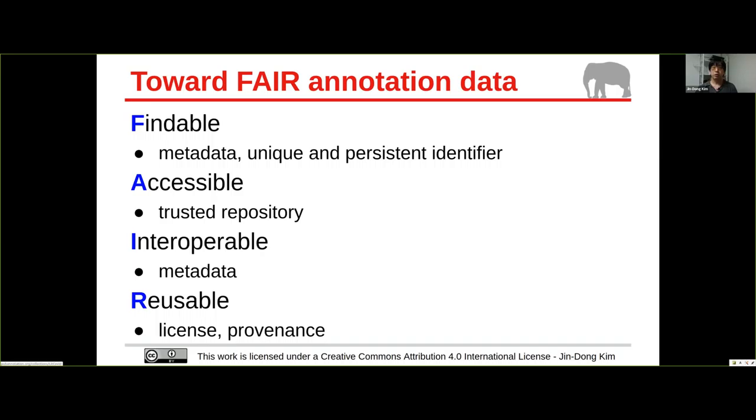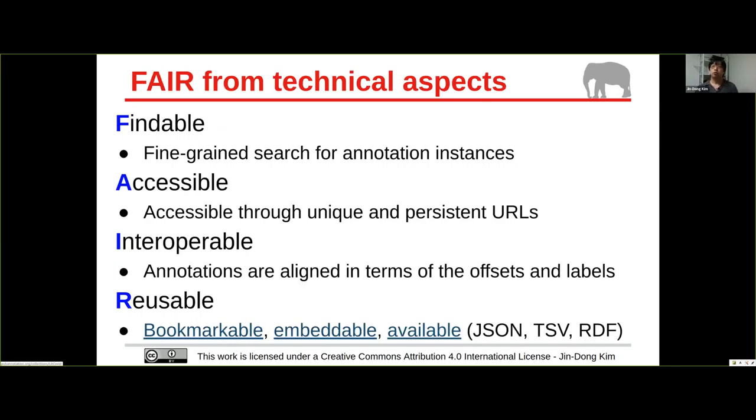I think I understand the concept, but we are focusing on a little bit different aspects of fairness. It's more technical aspects. And for findability, we think not only the data set, but also the fine-grained annotation instances should be easily findable. So it is about searchability. And for accessibility, we implemented persistent URLs for each data set, and also for each instance of annotation. And for interoperability, we are more focusing on alignment.